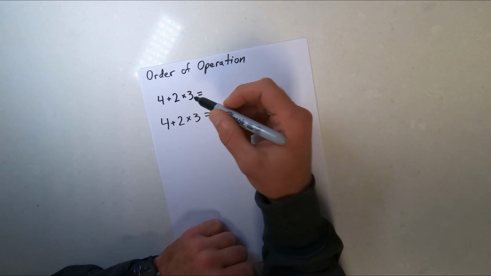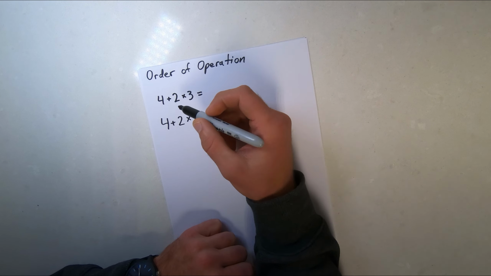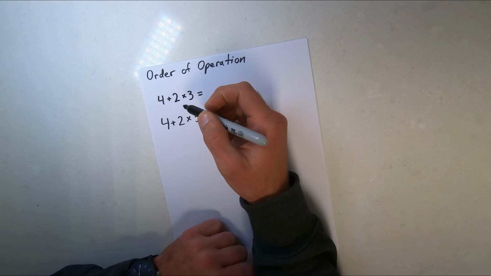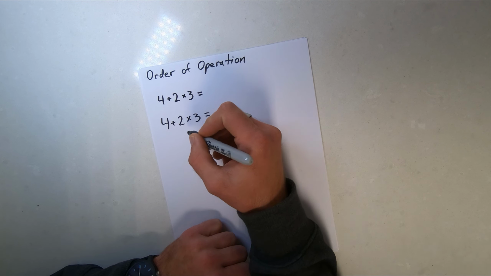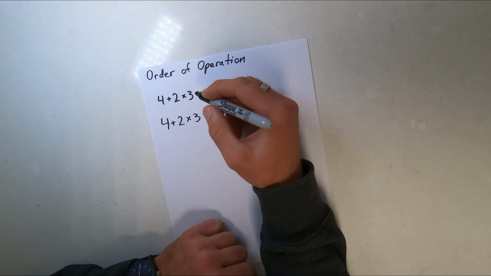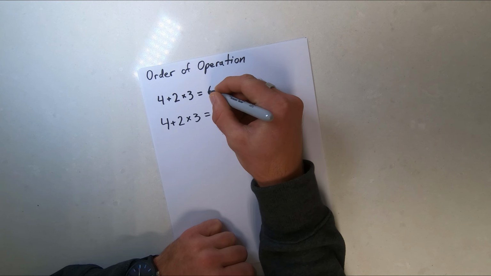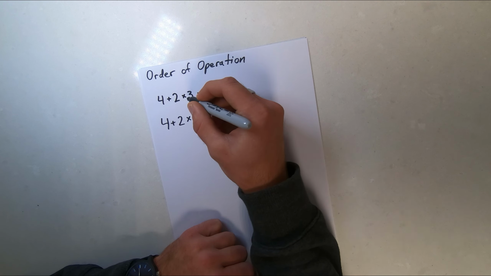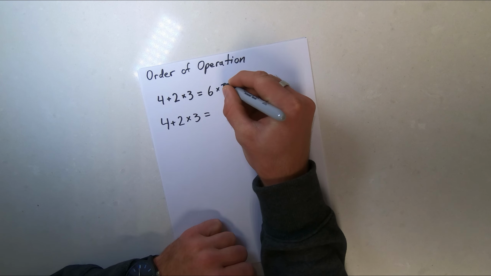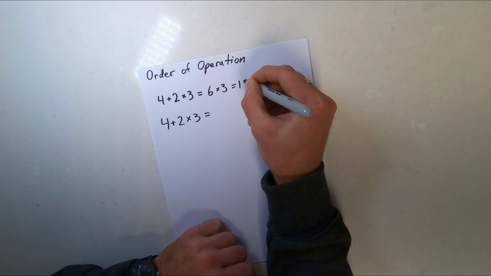In the first problem, we're going to do the addition first, and in the second problem, we're going to do the multiplication first. So let's do 4 plus 2, which gives us 6. Then we're going to multiply by 3, which will give us 18.